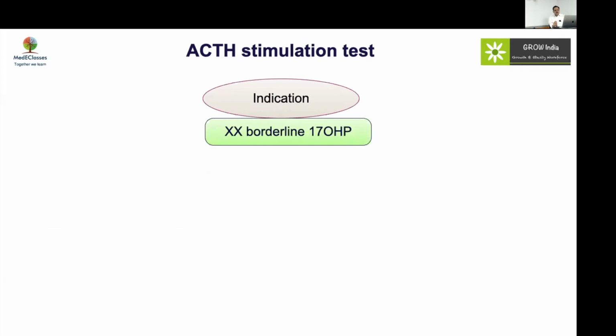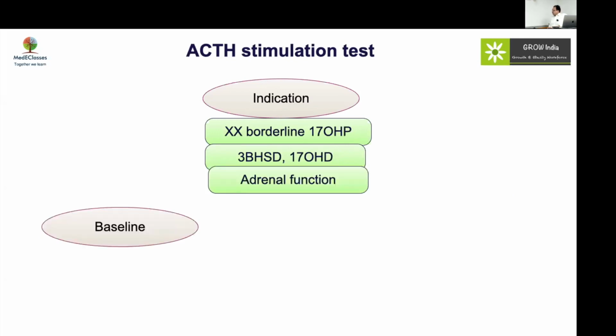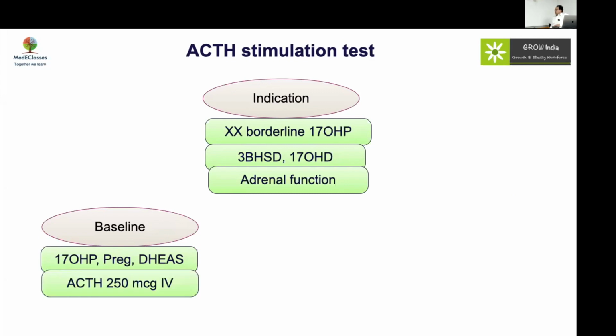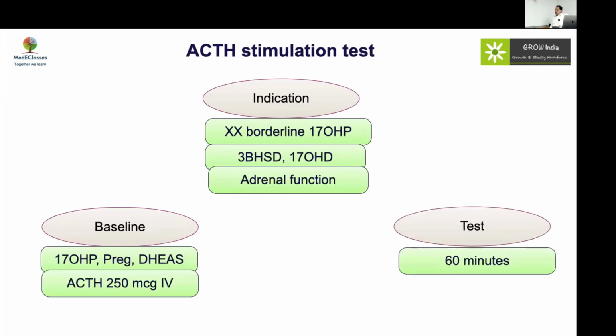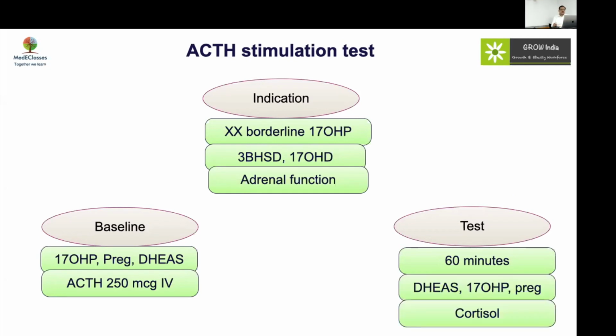ACTH stimulation test basically is for borderline 17-OHP, when you are in doubt whether you are dealing with the possibility of a different steroidogenic defect. So in that case, you do adrenal function assessment. You measure 17-OHP, pregnenolone, and DHEAS, give ACTH and see how they increase after 60 minutes. It will tell you which form of steroidogenic defect you're looking at in that situation.